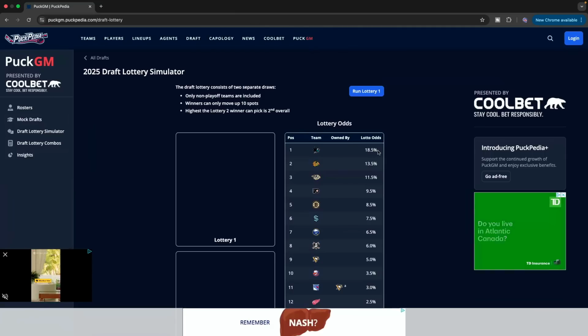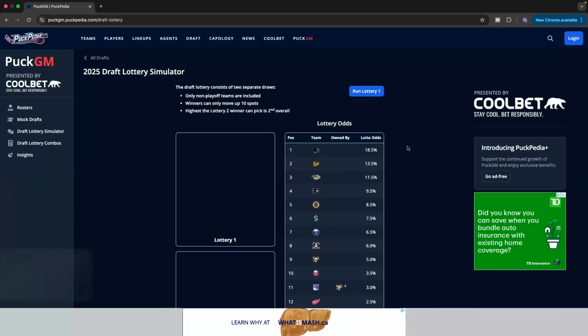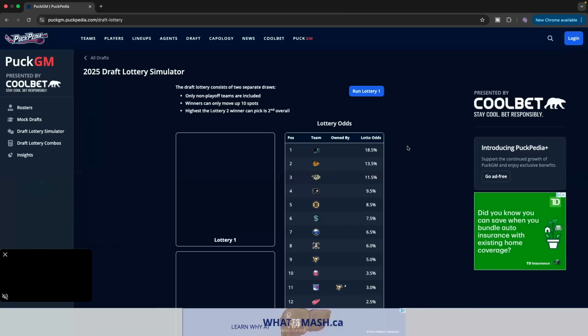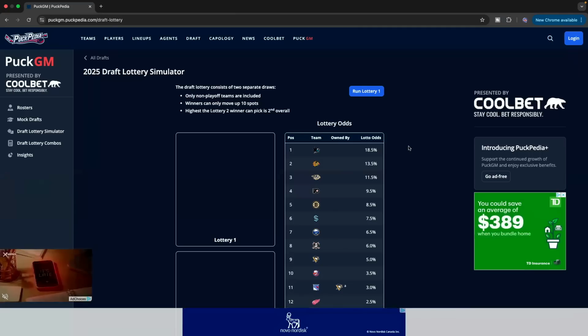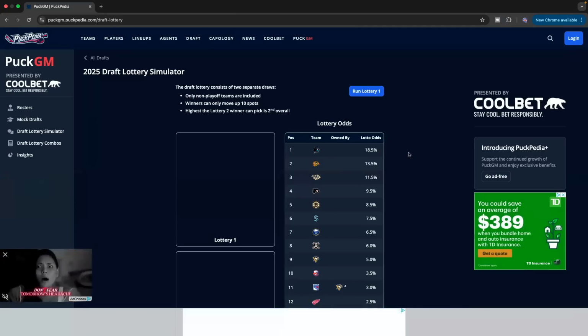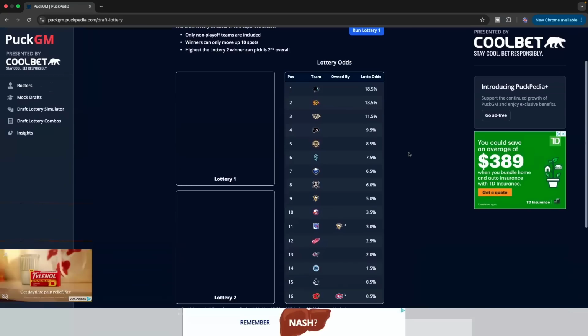Essentially they have two separate draws, which is the way the NHL does it here. Only non-playoff teams are included. And of course, we know winners can only move up a maximum of 10 spots. Obviously, the first draw is for first overall. The highest a lottery 2 winner can go is number 2 overall, depending on where they are. So here's the lottery odds.